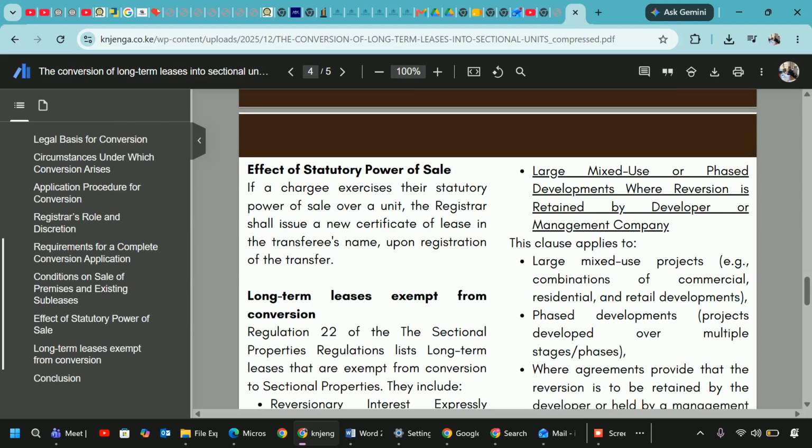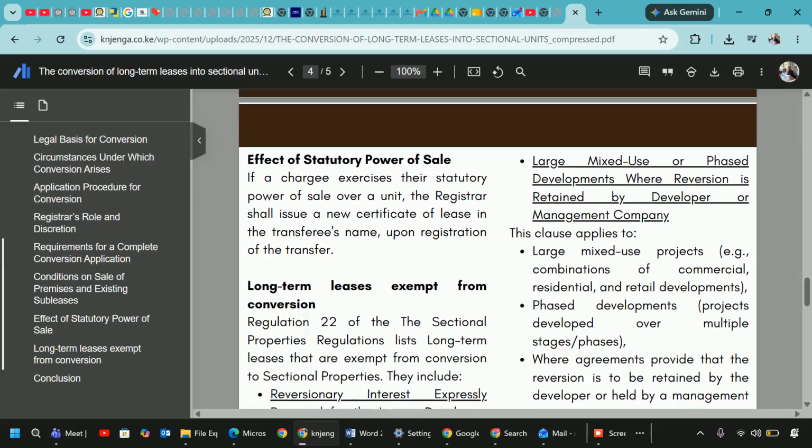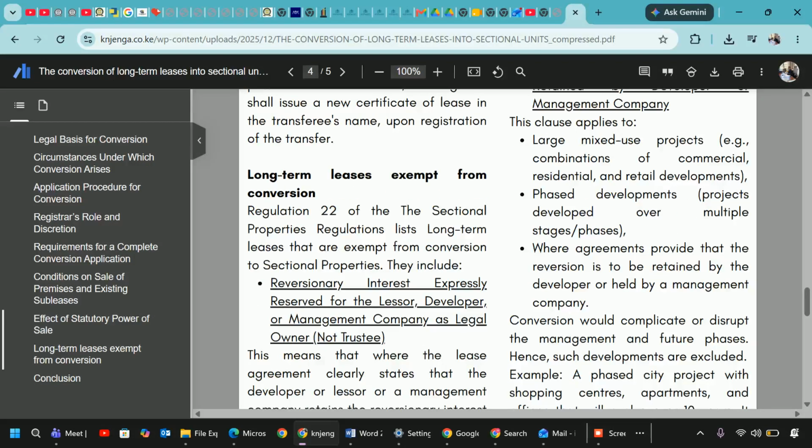Okay. The first one was on reversionary interest, where the management company, lessor or developer is the legal owner and not a trustee. Now we can see large mixed use or phased developments where reversion is retained by the developer or management company. This clause applies to: 1, large mixed use projects where you have a combination of commercial, residential and retail developments; 2, phased developments where projects are developed over multiple stages and phases; and 3, where agreements provide that the reversion is to be retained by the developer or held by a management company.